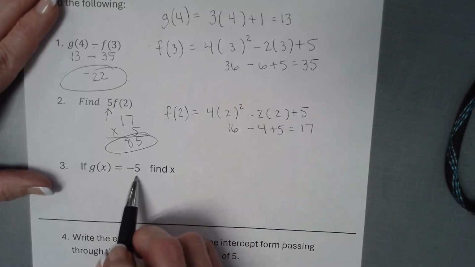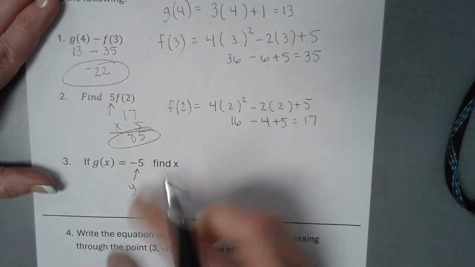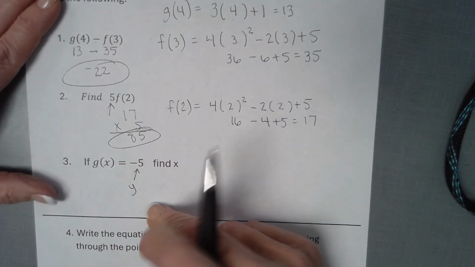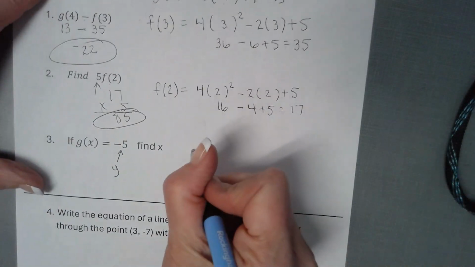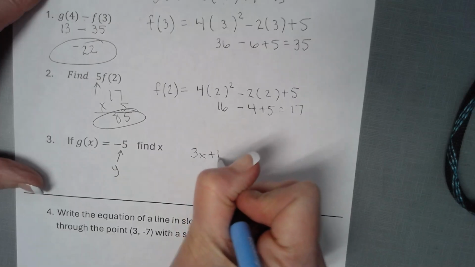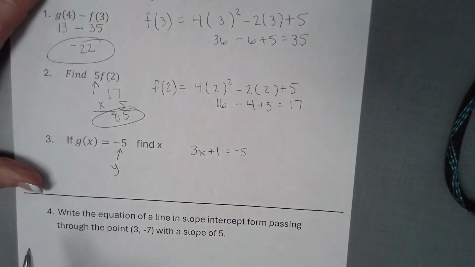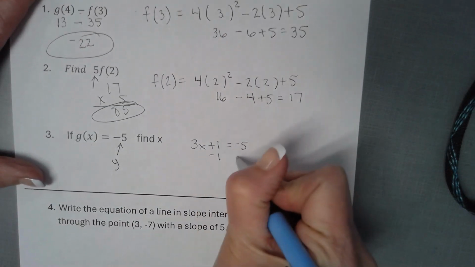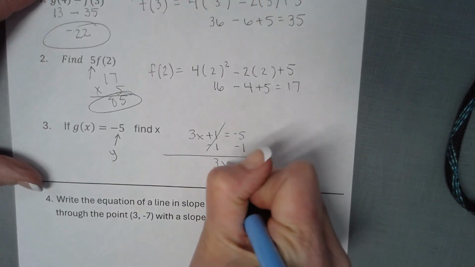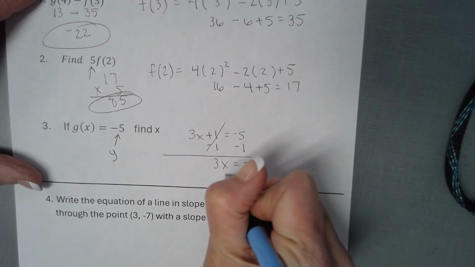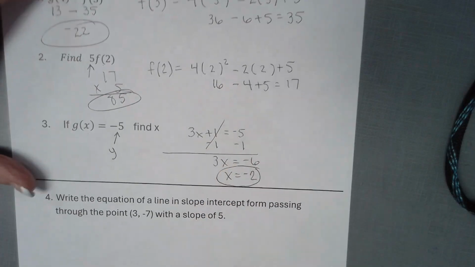g of x equals -5. This is not an x. It is a y. It goes on the other side of the equal sign. Okay. So here's g of x. It's 3x plus 1. So we're going to do 3x plus 1 equals -5. We're going to put the y on the other side of the equal sign. We're going to subtract 1 on both sides. We get 3x equals -6. We divide by 3, and we find out x is -2.